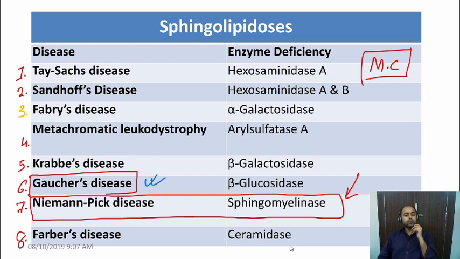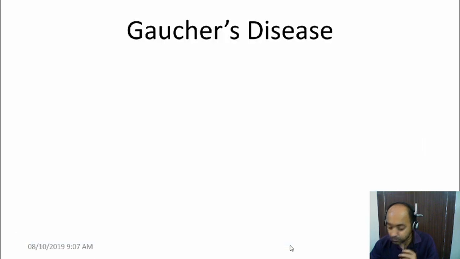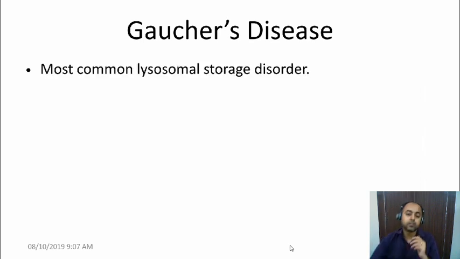So let's take a very brief look at Gaucher's. Gaucher's disease, like I told you, is the most common sphingolipidosis. Not only sphingolipidosis, it is the most common lysosomal storage disorder. Very good. The correct answer is Gaucher's.